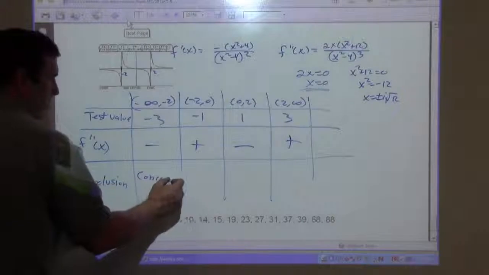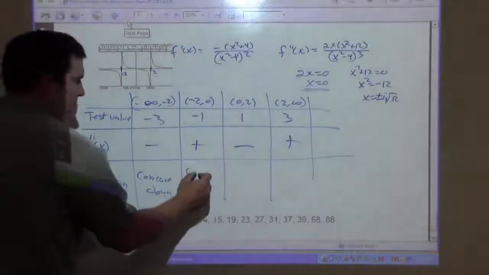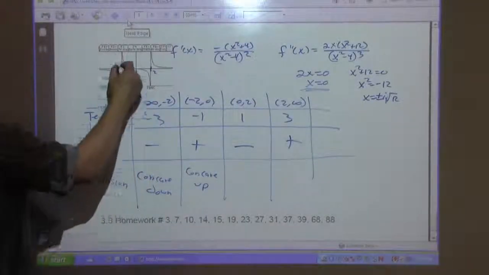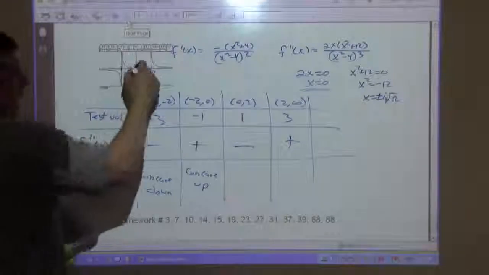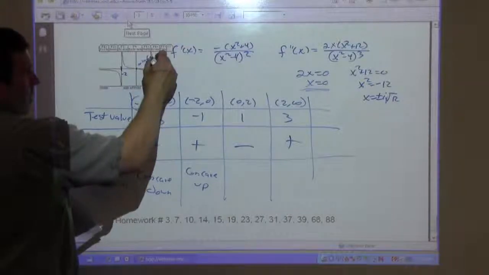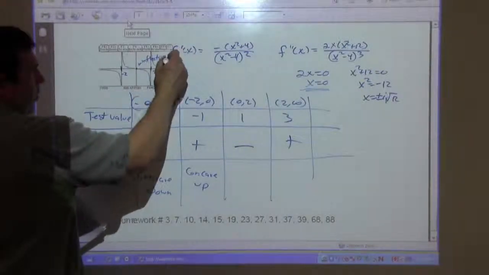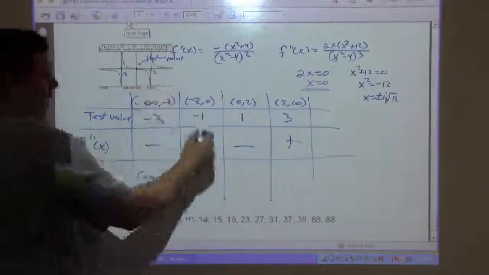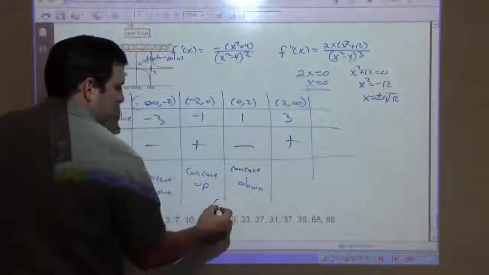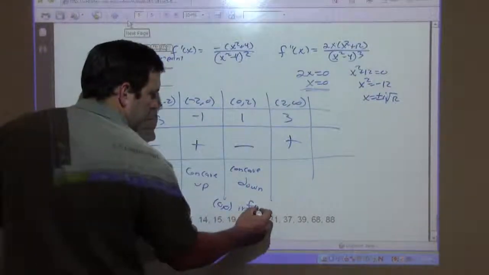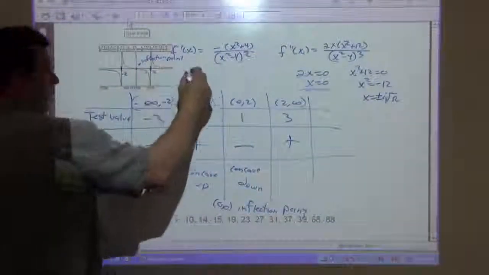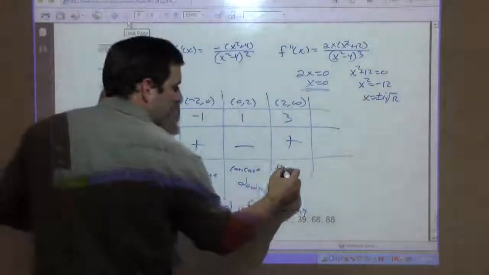concave down. Concave up. So here's concave down. We see that, looks concave down. This does look concave up. Then at that turning point right there, at this inflection point, it goes to concave down. So that 0, 0 is an inflection point. And then from 2 on, it's positive, so it's concave up again.